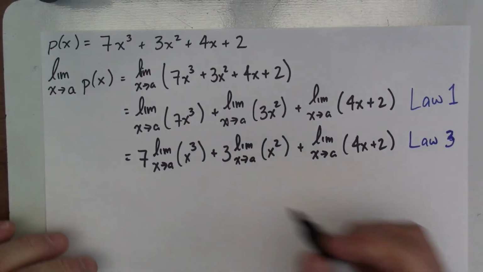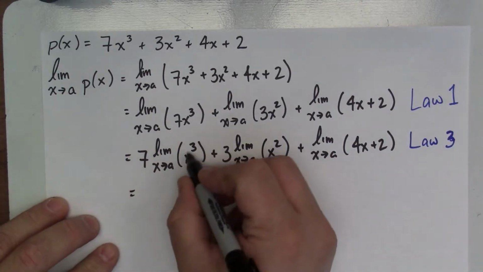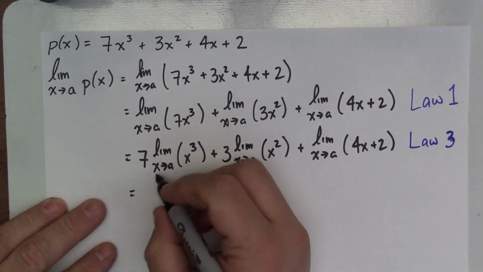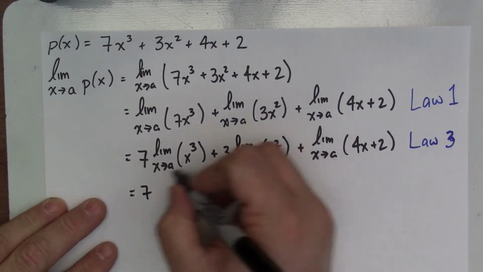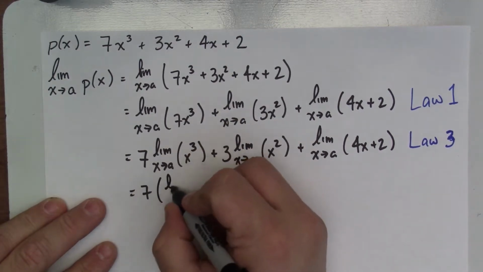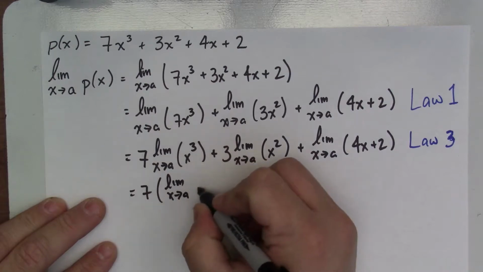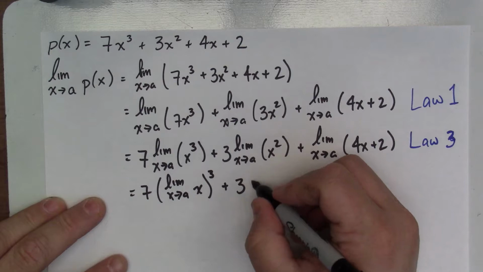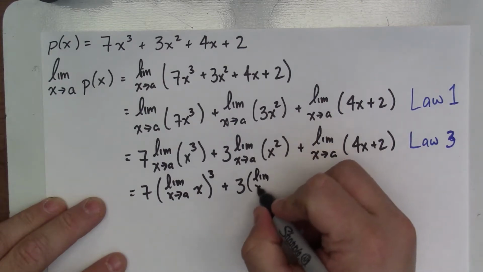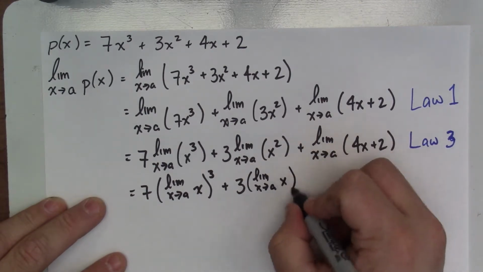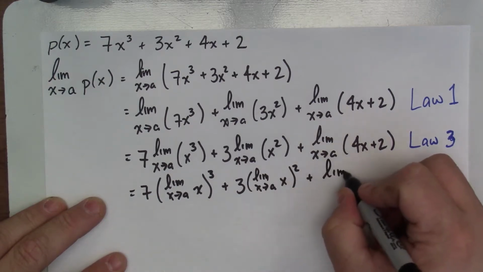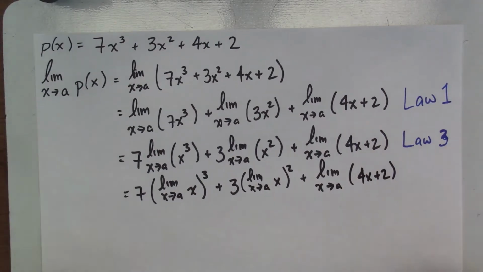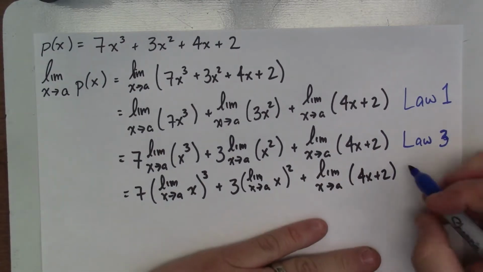Now the last step we're going to take is, because this is a perfect power, I've got x to a power, that's the same as the limit to a power. So I can say that's the limit as x goes to a of x, all cubed, and similarly 3 times the limit as x goes to a of x, all squared, and again we just leave this linear term all by itself, and that is law 6.